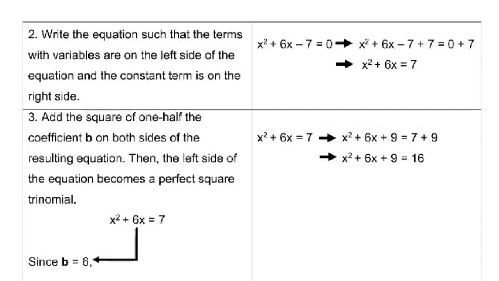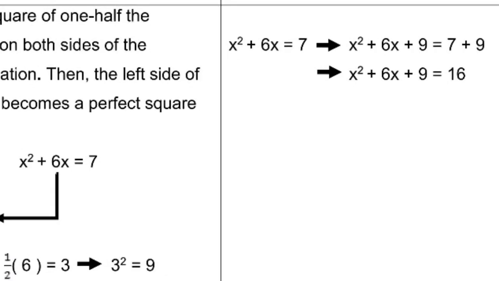Step number 3, add the square of 1/2 the coefficient b on both sides of the resulting equation. Then the left side of the equation becomes a perfect square trinomial. So in here, you're going to add to both sides the square of 1/2 the numerical coefficient of x, or the value of b. In this case, the value of b is 6. So you're going to have half of 6. 6 divided by 2 is 3. Then you're going to square that one. That will be 3 squared equals 9. So on both sides you're going to add 9. So that is why in here we have x squared plus 6x plus 9 equals 7 plus 9, which is equal to x squared plus 6x plus 9 equals 16.